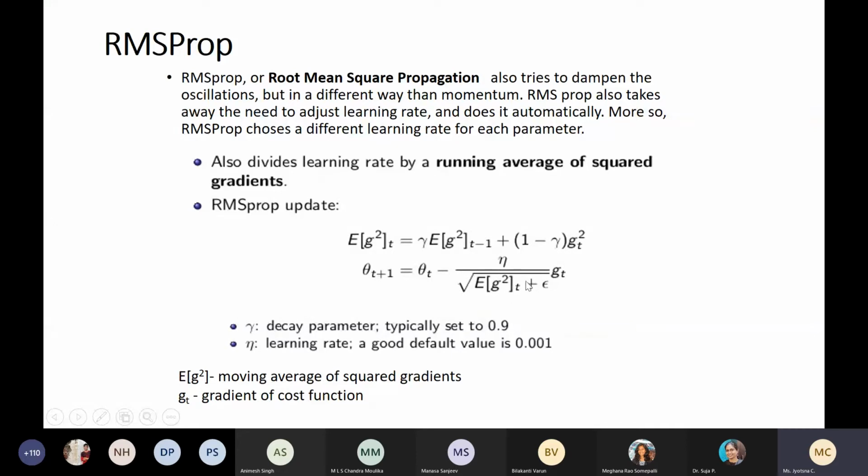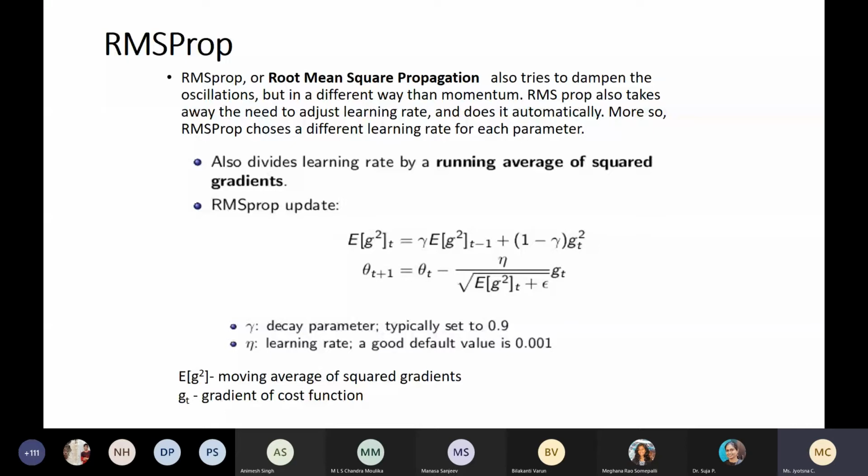To avoid division by 0, another concept is introduced, that's epsilon. So it is the same old formula, but divided by a particular value. How is that value determined? It is the sum of the squared gradients from the previous step, a portion of which, multiplied by the coefficient gamma that varies from 0.5 to 0.9, is taken, plus another term, 1 minus gamma into g t square. So that is RMS prop.